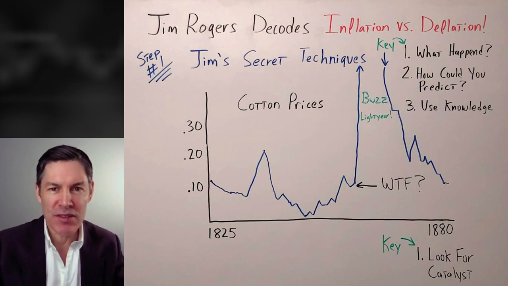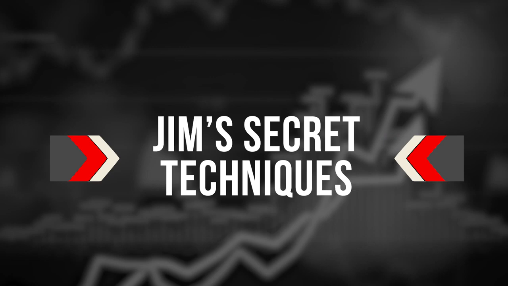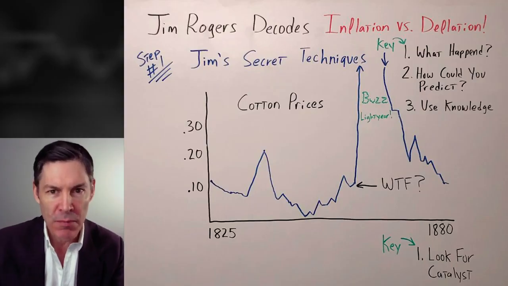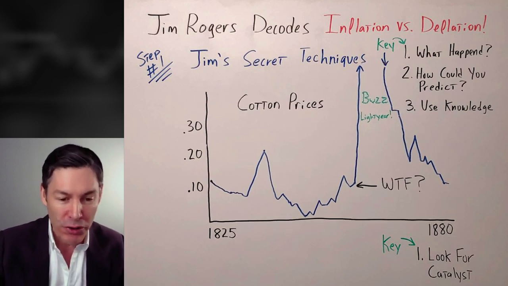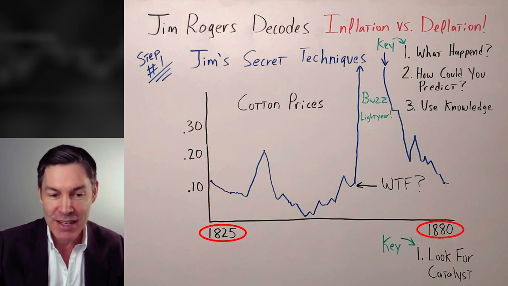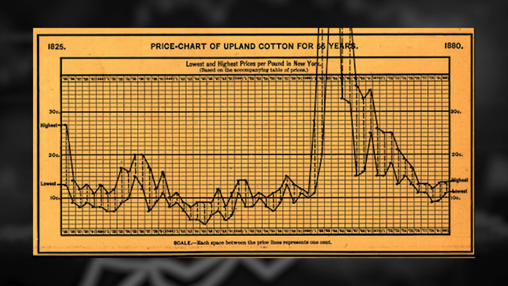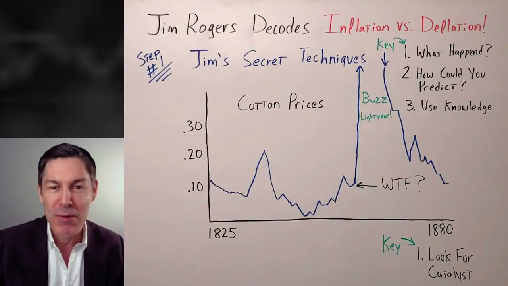Simple, fast steps. Step number 1, we've got to go over Jim's secret techniques for analyzing the market. And it starts with a chart of cotton going all the way back to 1825 to 1880. On the left-hand side, we go from a whopping 10 cents up to 30 cents. Editor, throw up this chart. This is one of the coolest charts I have ever seen. I almost wanted to make it a screensaver for my cell phone.